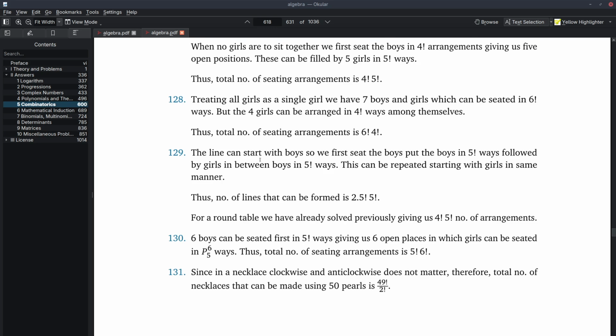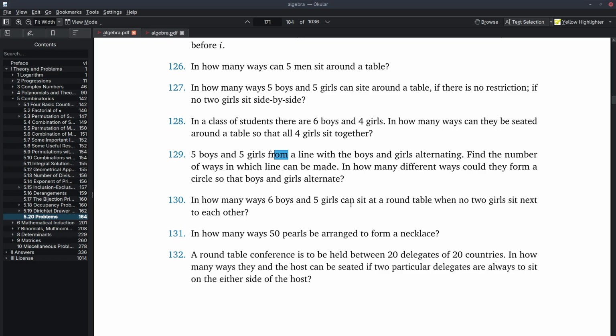For 129, the line can start with boys, so we first seat the boys in 5 factorial ways. And girls can be placed in between the boys, that is 5 factorial ways. This can be repeated starting with girls in the same manner. The number of lines that can be formed is 2 multiplied by 5 factorial multiplied by 5 factorial. For the round table, we have already solved it in the previous one, so that is 4 factorial multiplied by 5 factorial.